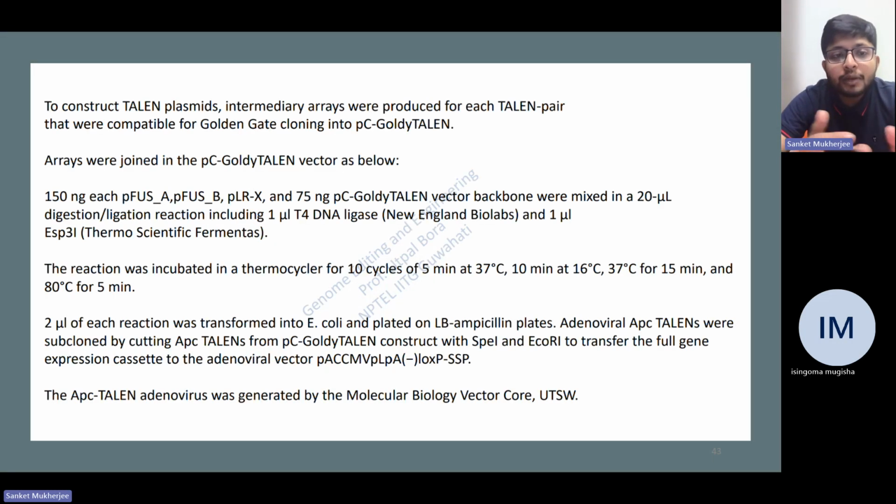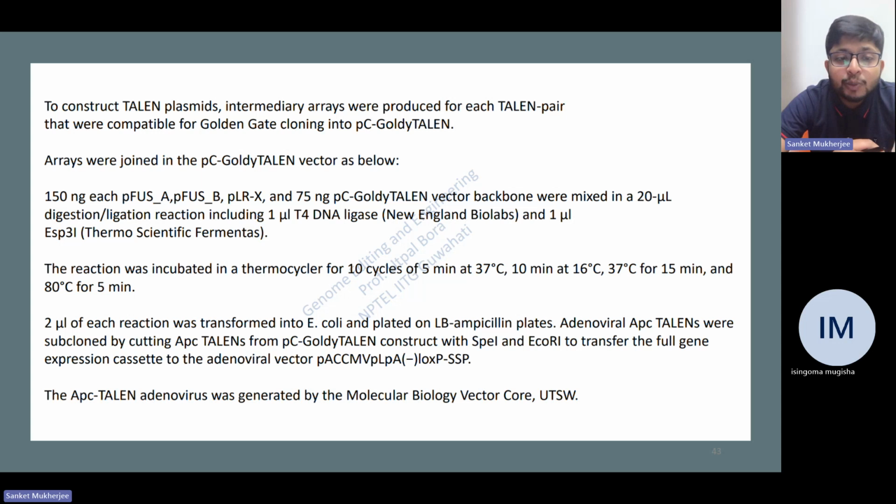So to construct TALEN plasmids, intermediate arrays were produced for each TALEN pair that were compatible for Golden Gate cloning. Arrays were joined in the pC-Goldie TALEN vector as below. So there was 150 nanogram each of pFUSA, pFUSB, pLR-X, and 70 nanogram of pC-Golden TALEN vector backbone, mixed in a 20 microliter digestion ligation reaction, including 1 microliter of T4 DNA ligase and 1 microliter of Esp3I. So these are the enzymes.